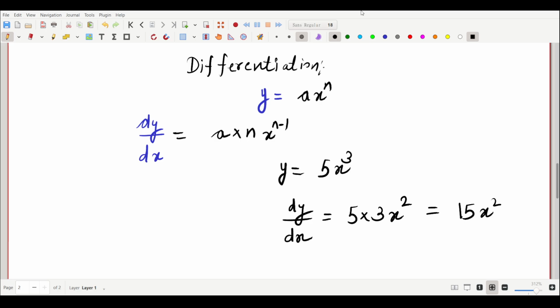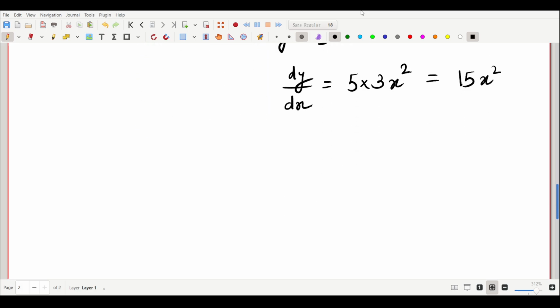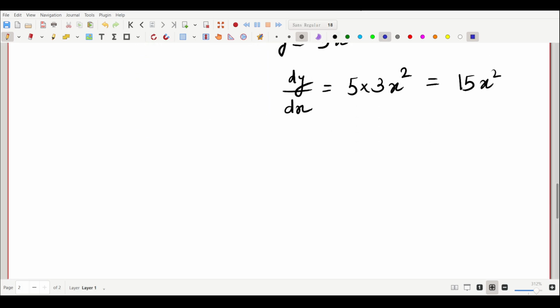Okay. So this is how we find dy over dx. Once we know finding the dy over dx, then I'm telling you there is application of finding dy over dx. Dy over dx is known as the derivative of y. It is also represented by y dash or y prime. So y dash equals 15x square.